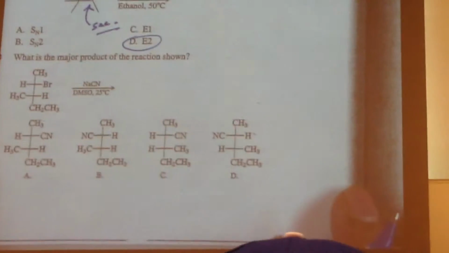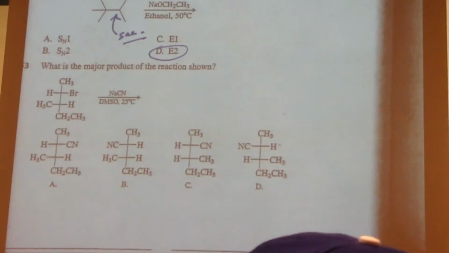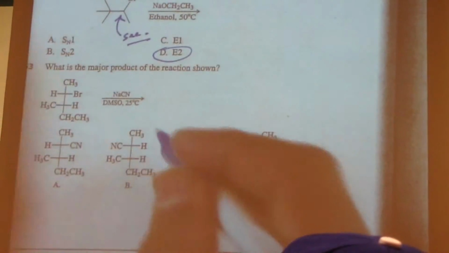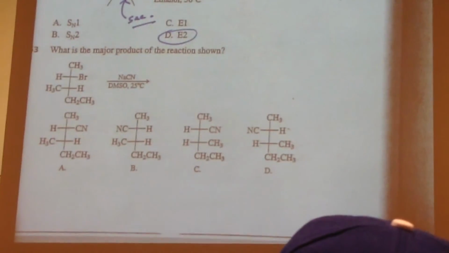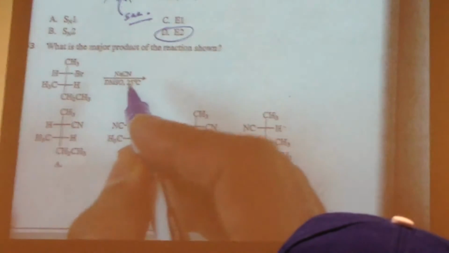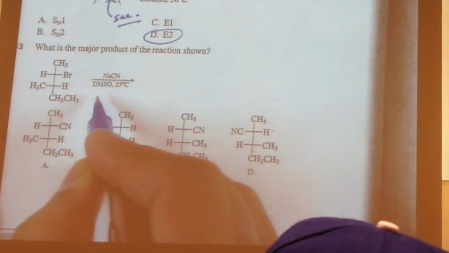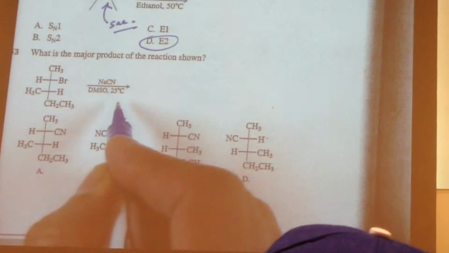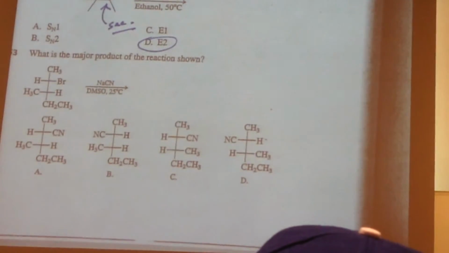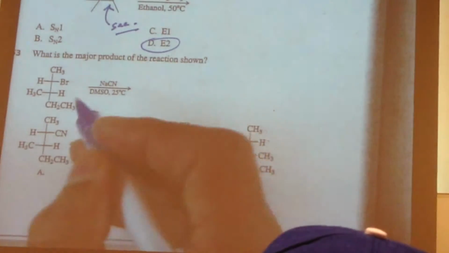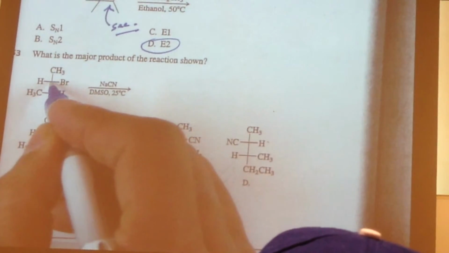What is the major product of the reaction below? And again, you recognize the cyanide, CN minus, is a good nucleophile and a poor base. It's given in a polar aprotic solvent, DMSO, at room temperature. And you have two chiral centers in the substrate. But the relevant one is this one.